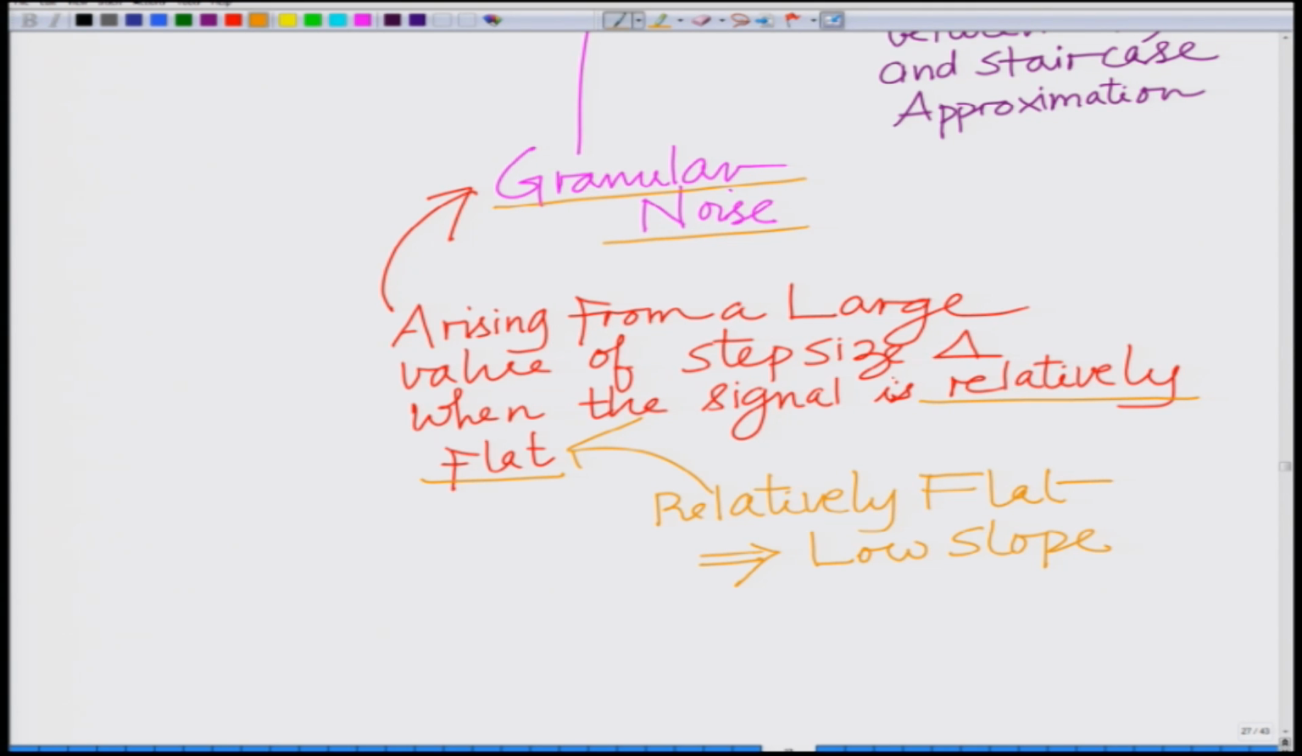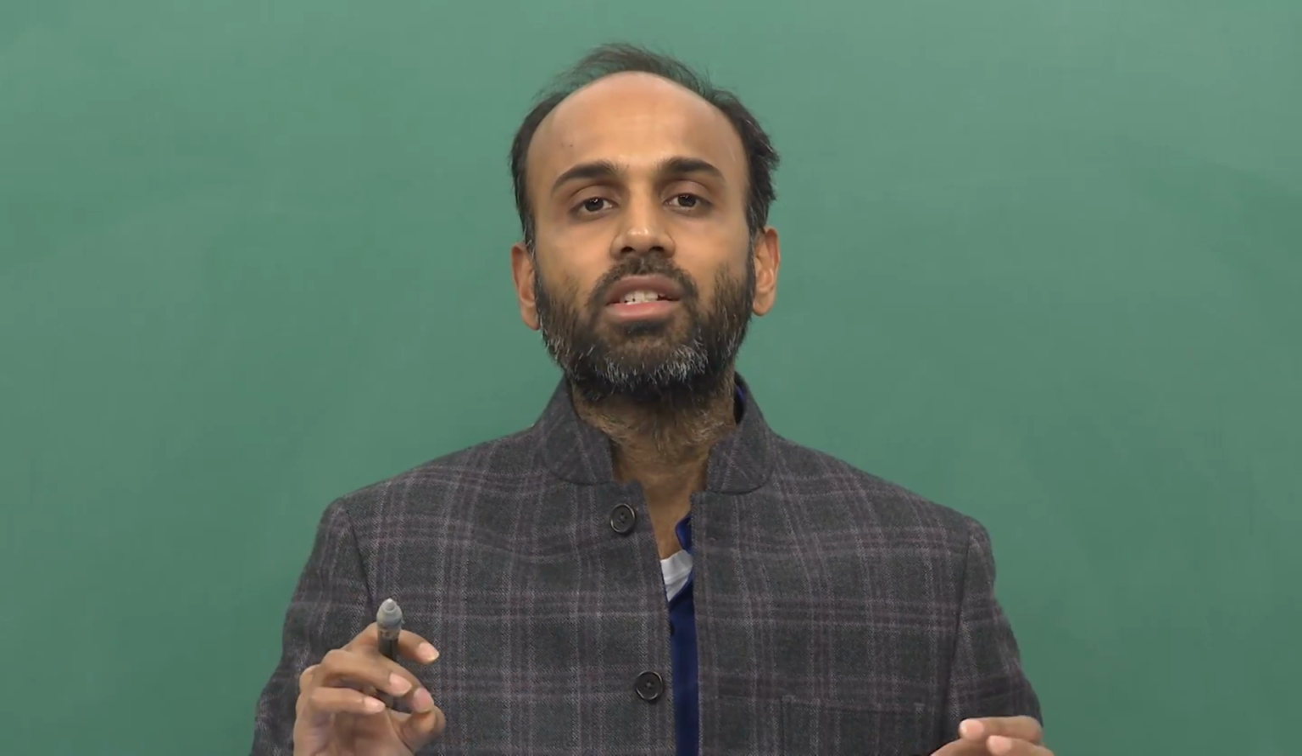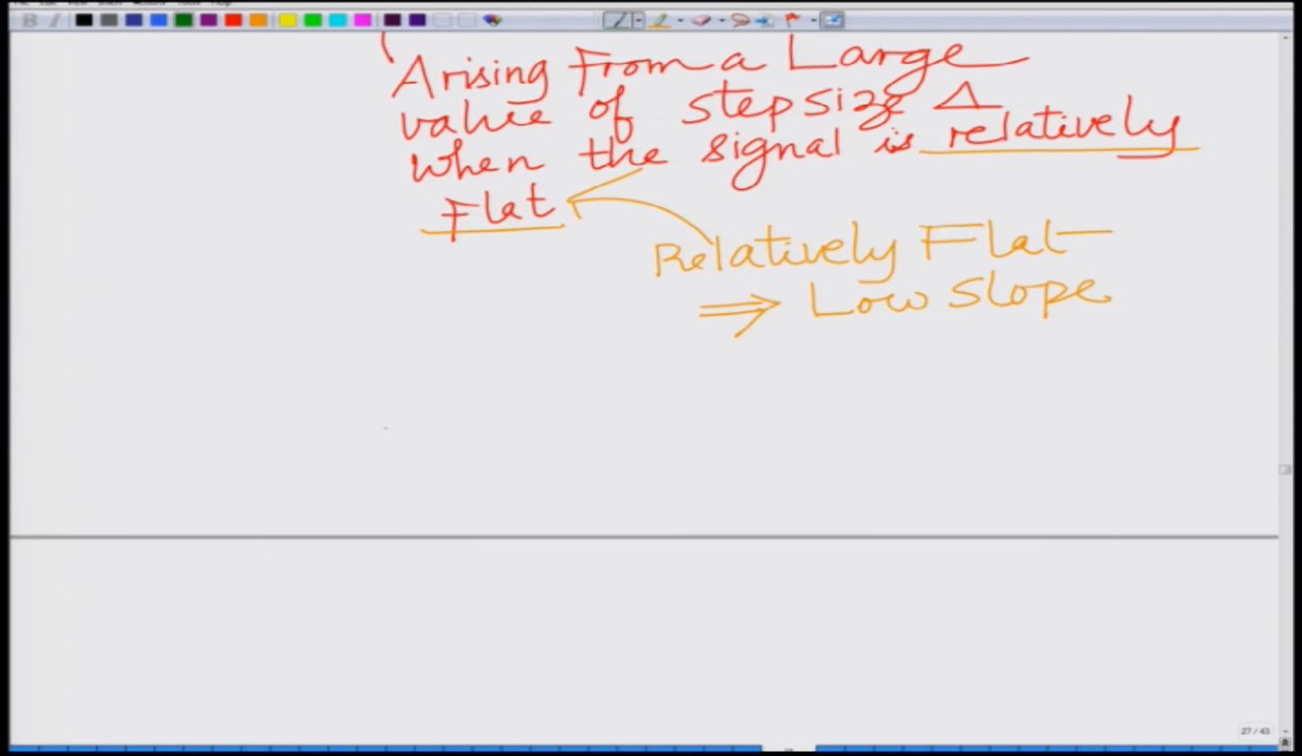Okay. So, these are basically counterparts of each other. So, we have a small delta. If you have a small delta, then the staircase approximation is not able to keep up with the signal where it is rising or falling rapidly, that leads to slope overload distortion. Large delta, if you have large delta, the approximation is very coarse, especially when the signal is not rising or falling rapidly, that leads to granular noise. So, in delta modulation, we have two different kinds of distortions.